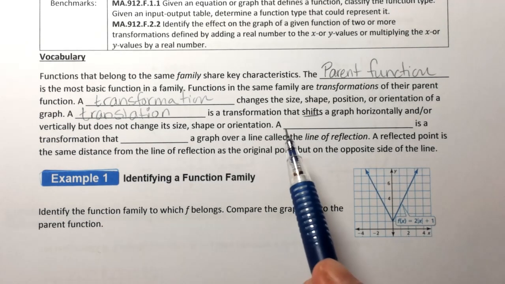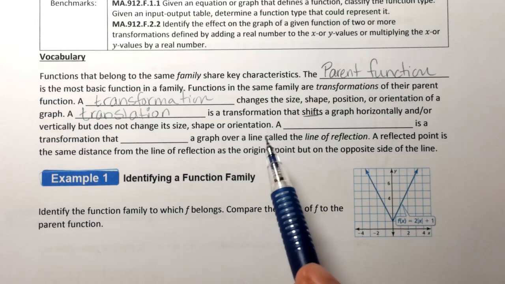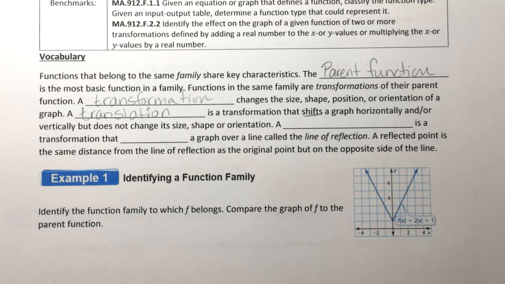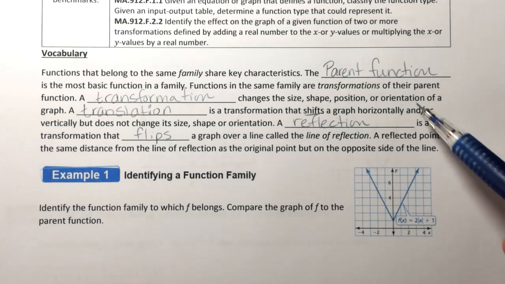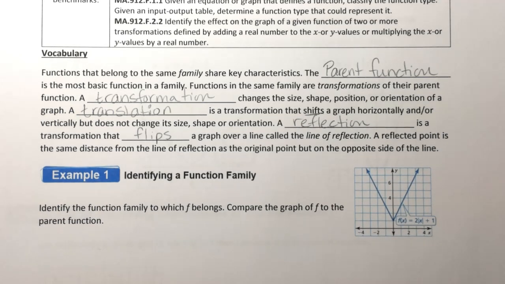A reflection is a transformation that flips a graph over the line called the line of reflection. A reflected point is the same distance from the line of reflection as the original point, but on the opposite side of the line. So some of these should be familiar from geometry. And so we're just going to look at how they relate to different types of graphs. We will talk about stretching and shrinking later in this lesson.